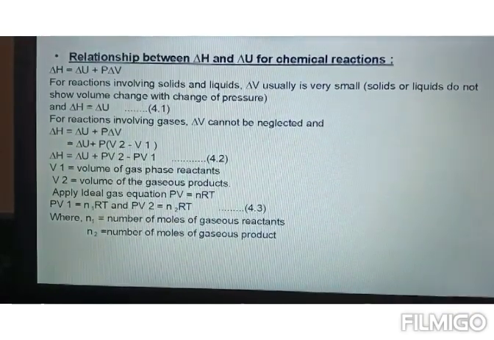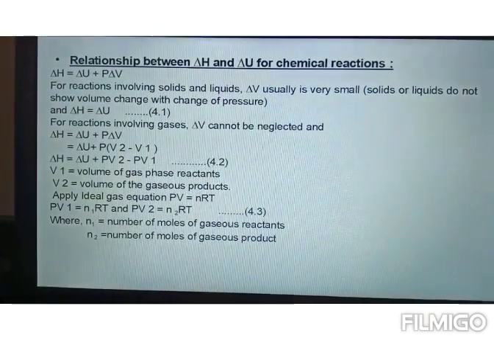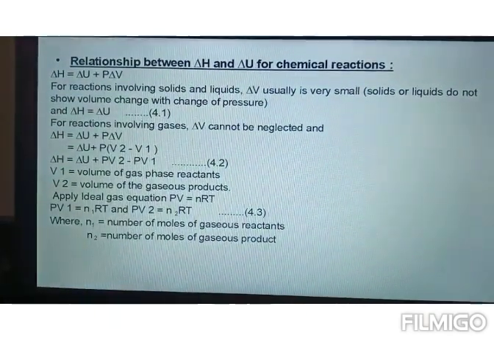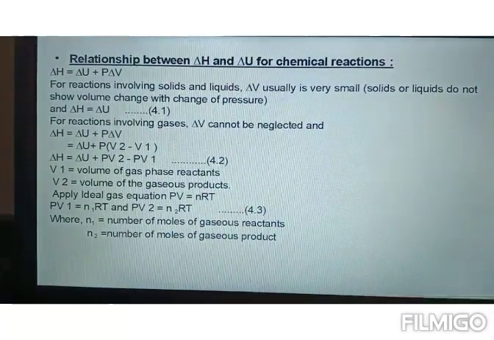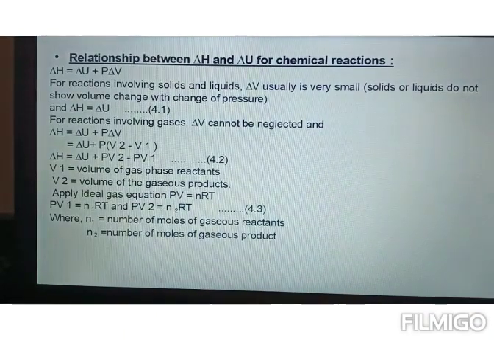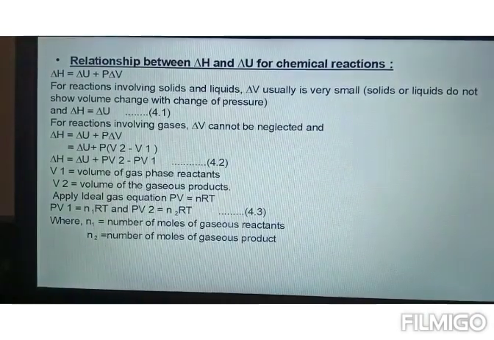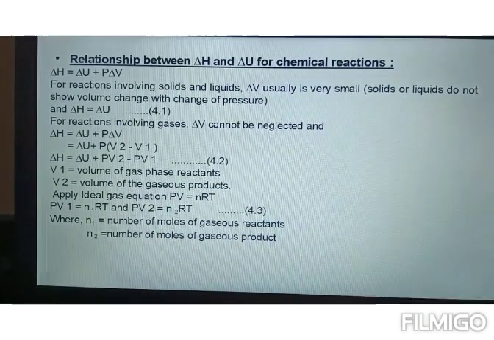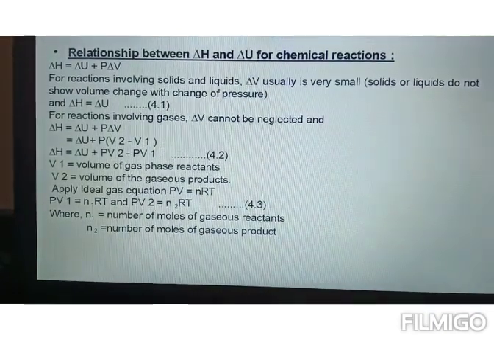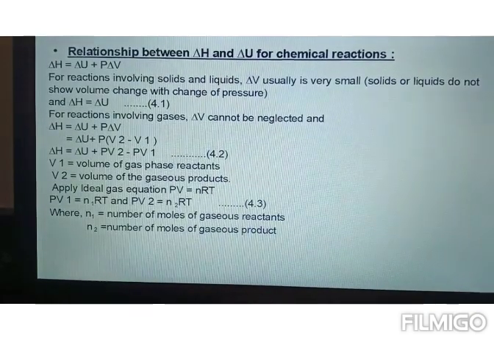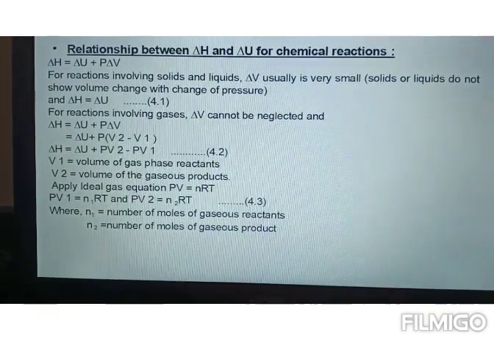For reactions which involve gases, delta V we cannot neglect. So in that case delta H is equal to delta U plus P delta V. That is the expression for change in enthalpy. Just simplify the term delta V, that is delta U plus P times V2 minus V1, the volume of final state minus the volume of initial state. So delta H is equal to delta U plus PV2 minus PV1, as we saw earlier also. Here V1 is the volume of gas phase reactant and V2 is the volume of gaseous product.